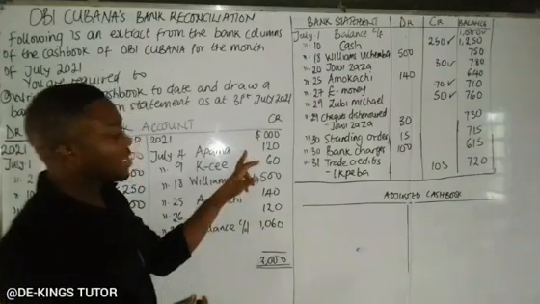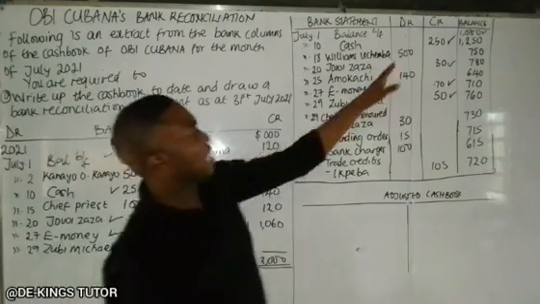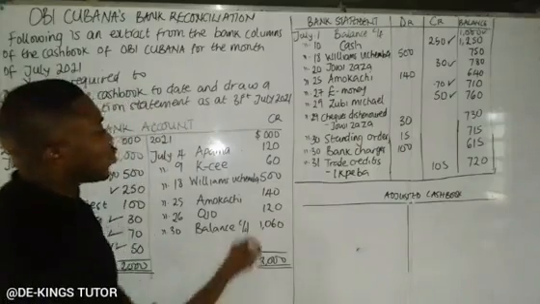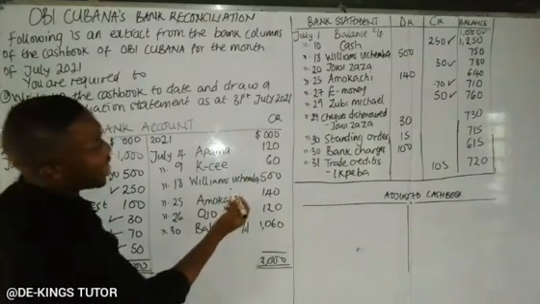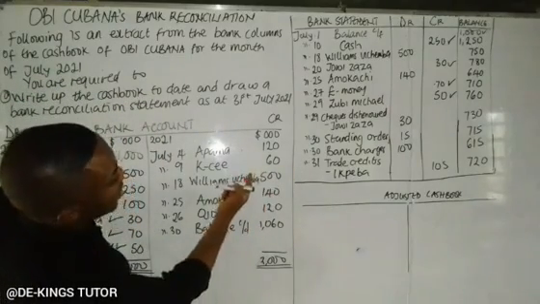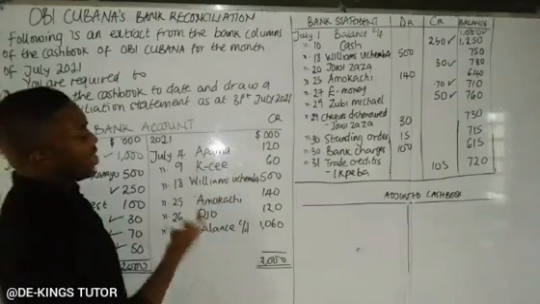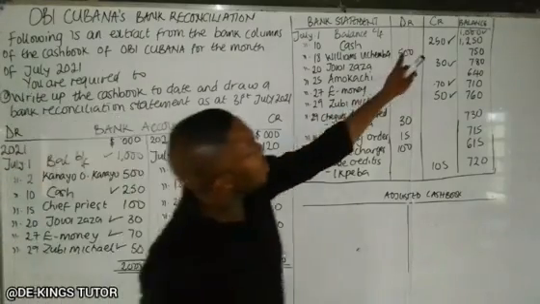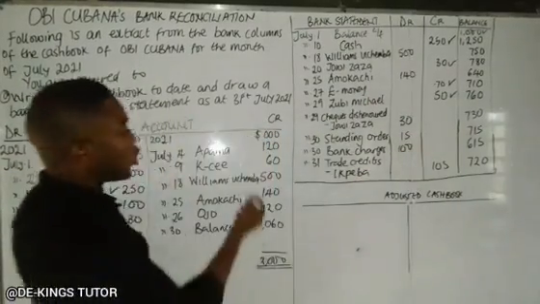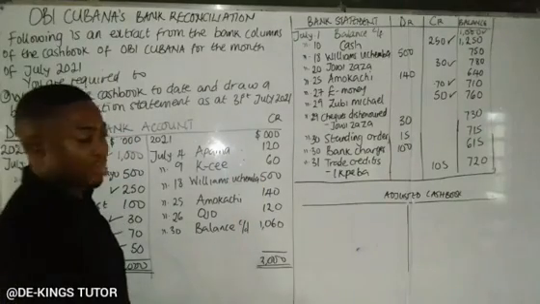Unpresented check. Because he has written it at the credit side, but it has not been deducted. The next one, he gave also KC. Okay, $60,000. And also, the amount is not here. So it means he has not also gone. So that is what? Unpresented check.